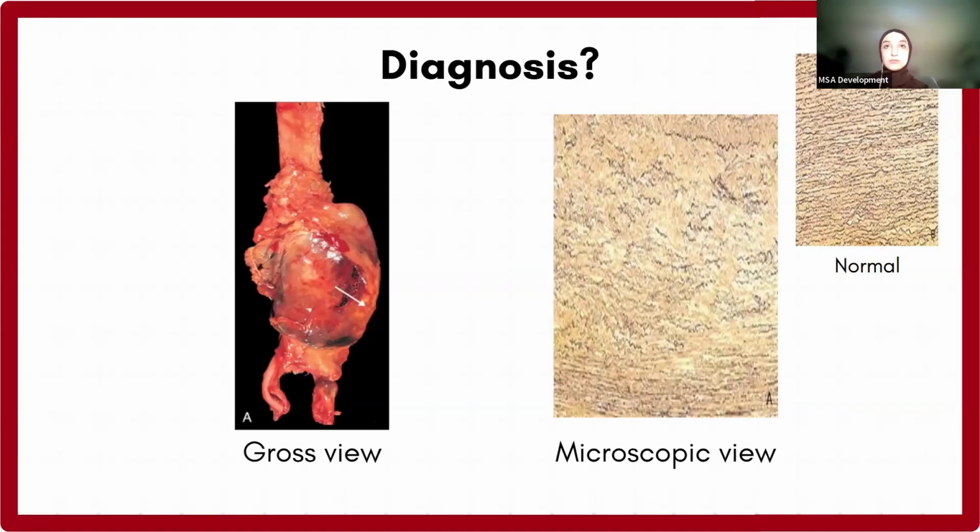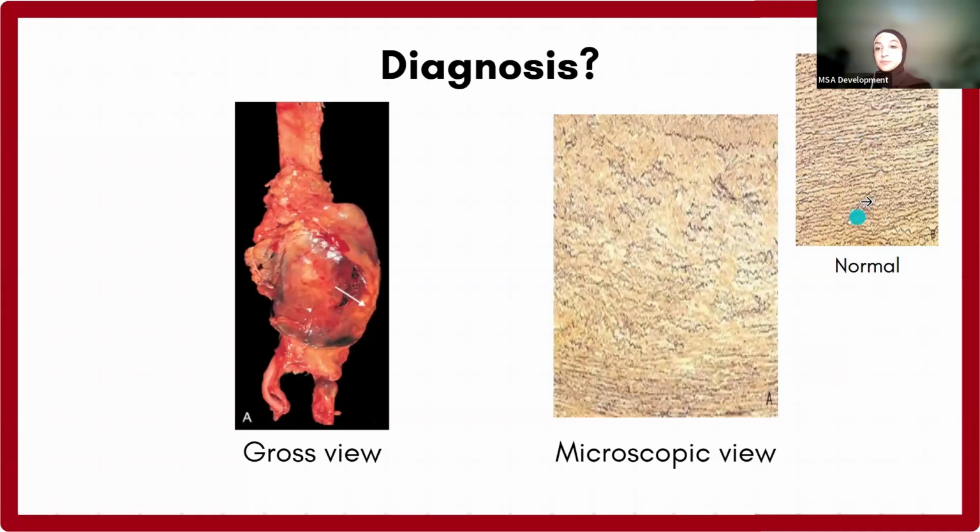Okay, so exactly, it's an aneurysm. This is what it looks like under gross view, and this is what it looks like under microscope. Now, if you look at the normal microscope, you can see that everything here is uniform. Now, what are we looking at under the microscope? It's the elastic layers of the blood vessel that we're looking at, okay?